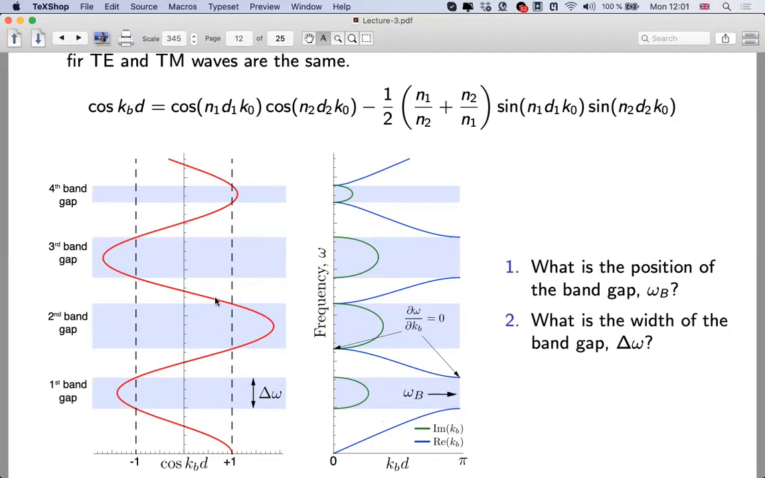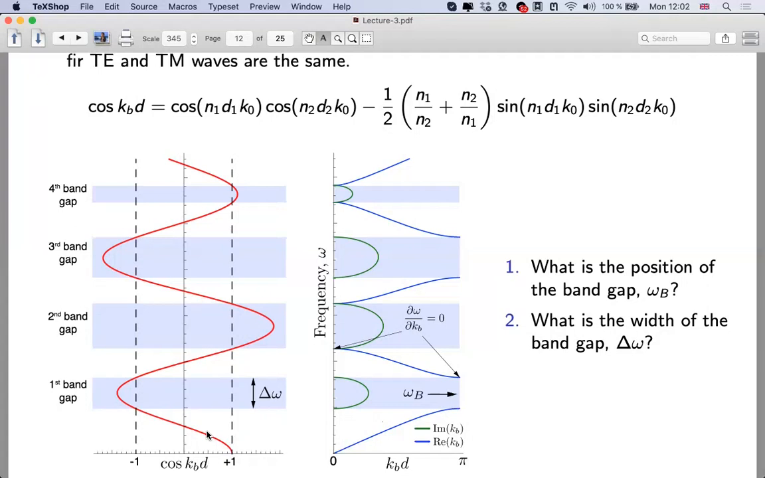So what is important? Here we see, if you fix KB, let's say KB equal to zero, for example. If KB equals zero, cosine equals one, and we see many solutions. You see that at any value of KB, the vertical line crosses the red line in many points. And each crossing is a solution.